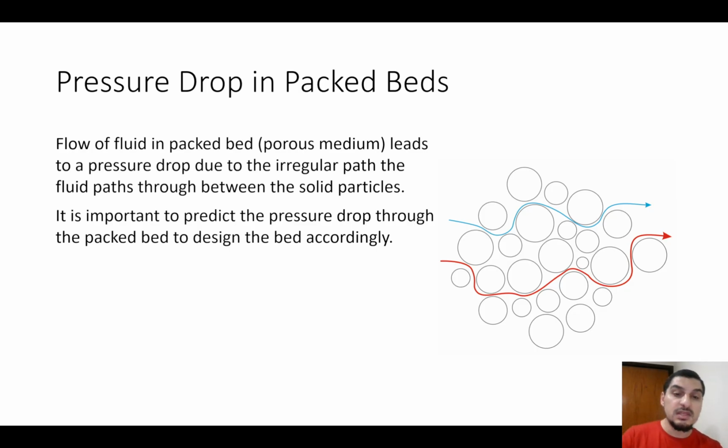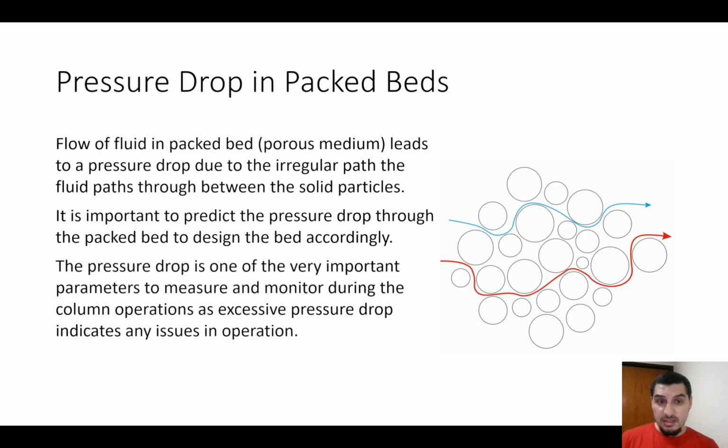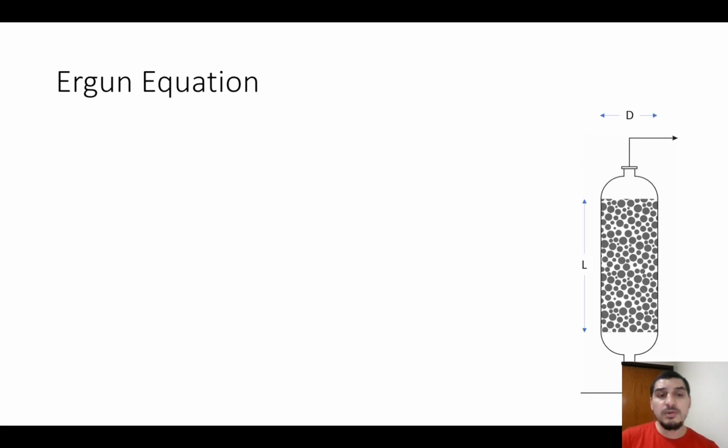Besides this, it's one of the key parameters that we use to tell how well the bed is operating. If there is any issue, the very first thing that tells us that there is an issue or a problem with the operation is the pressure drop. Whether there is a blockage, or part of the bed that is broken and it's not allowing the flow to be as it should, any problem will easily show up in the pressure drop. So that's why pressure drop is very important when we operate the column.